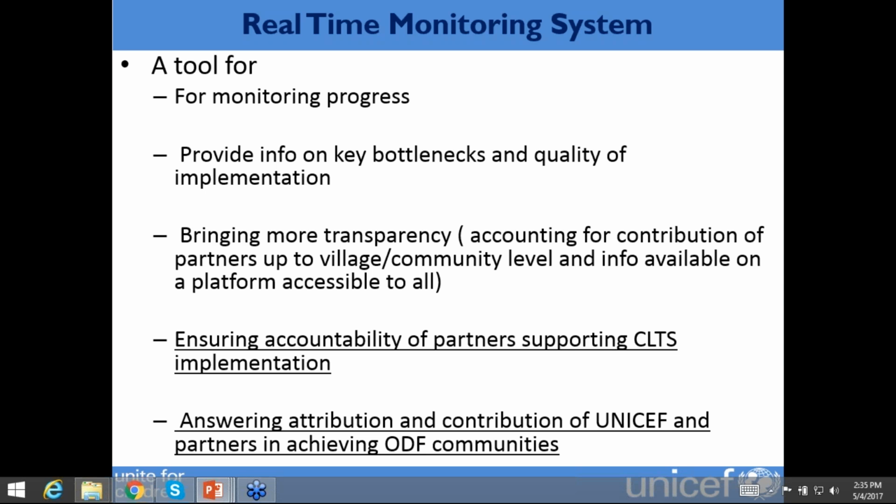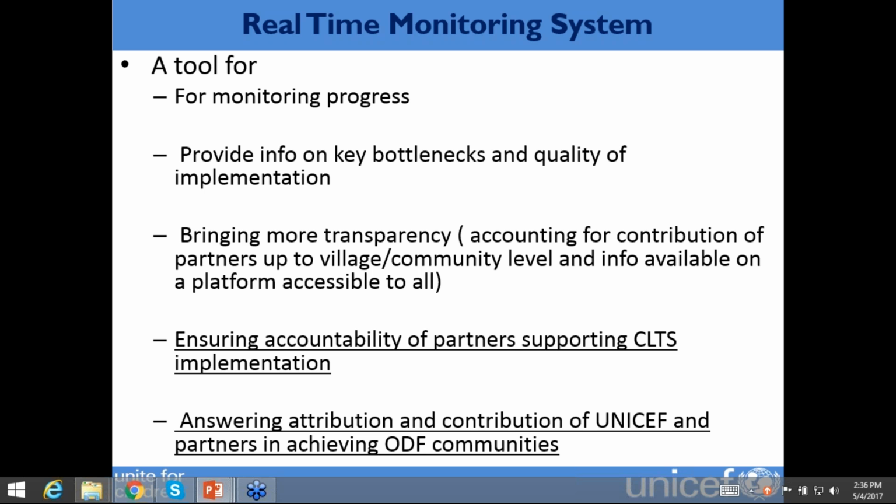The other very important element was bringing more transparency into the whole CLTS implementation. I would like to elaborate at this point, especially in Kenya, and I am sure that will also be the case for other countries. There are many partners contributing to community-led total sanitation, but the issue was how to bring more transparency and accountability in terms of who is contributing to CLTS. One of the weaknesses we found was that in many places CLTS was taken as synonymous with triggering. Many partners were doing the triggering, but whether it is going to certified open defecation free status or not, how do we see and monitor that?